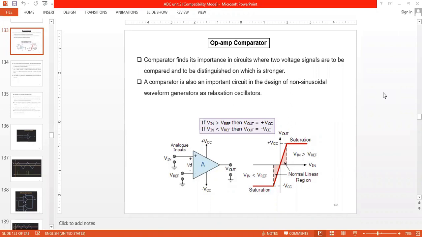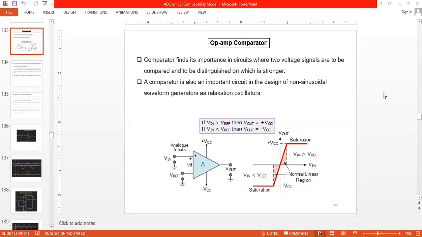Unit number 2, operational amplifier applications. Okay, so in this chapter we are going to discuss the different applications of operational amplifiers. So that is the operational amplifier comparator. We already discussed the open loop and the closed loop concept. The comparator is used in the open loop model.